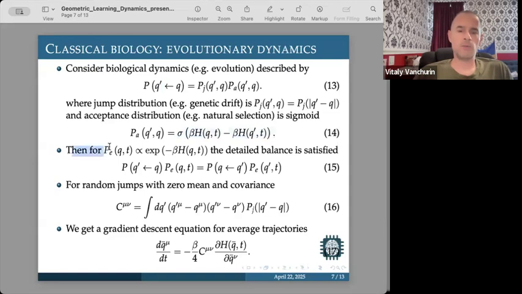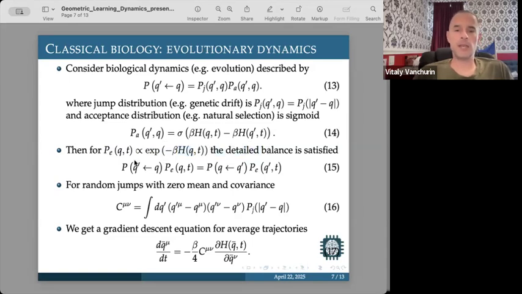Okay, and then we say, let the equilibrium distribution be given by some canonical ensemble. We don't know what it is, but we take it to be given by this e to the minus beta h, where h, in machine learning, would again be the loss function. Here it is the log of the fitness in the context of biology. So this exponent of h would be like fitness.